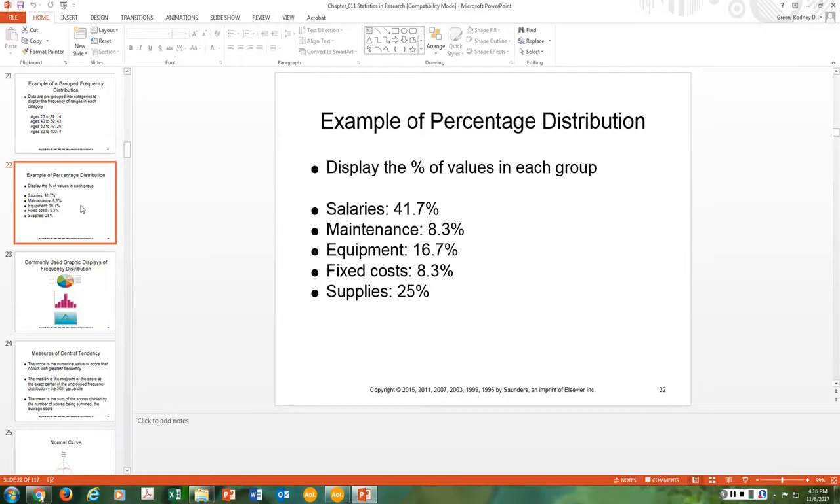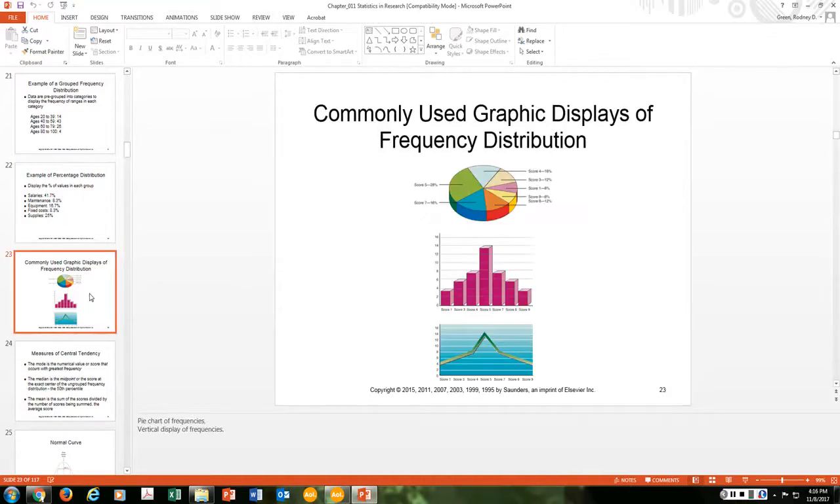This is an example of percentage distribution. 41.7% has to do with salaries, 88.3% has to do with maintenance, 16.7% has to do with equipment, 8.3% has to do with fixed costs, and 25% has to do with supplies. Many times when someone is presenting data, they will use the column approach here or the pie chart.